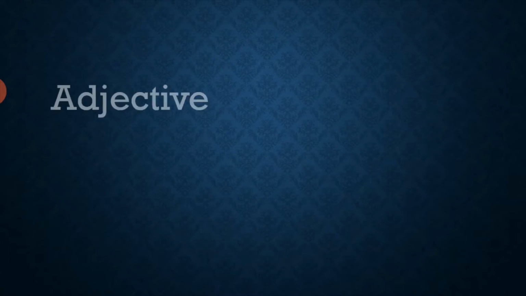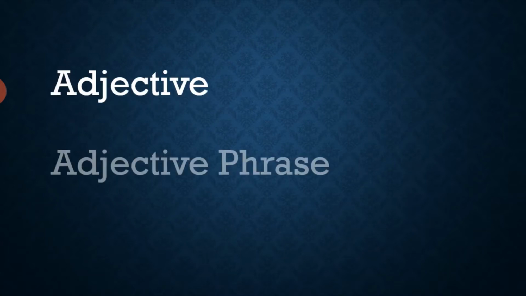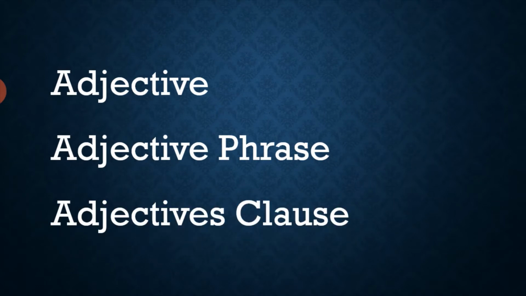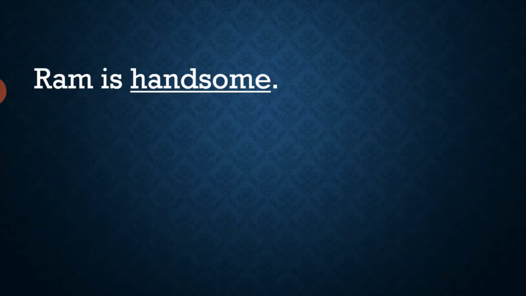Hello, dear friends. Today we have to learn three things. The first one, adjective, second one, adjective phrase, and the third one, adjective clause, right? So let's get started. Here on the screen, you can see one sentence: Ram is a handsome boy, right?